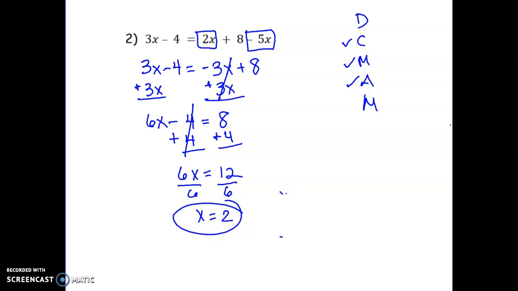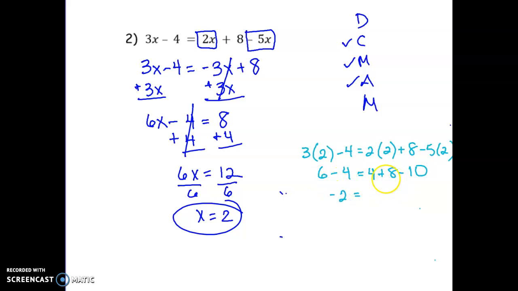Okay, again, you can go back in and do your check step. And if you did your check step, you'd find that 3 times 2 minus 4 is equal to 2 times 2 plus 8 minus 5 times 2. This is 6 minus 4 on this side, and this would be 4 plus 8 minus 10. So on this side, 6 minus 4, I get a 2. And on this side, I've got 12 minus 10. So we end up with 2 equals 2.